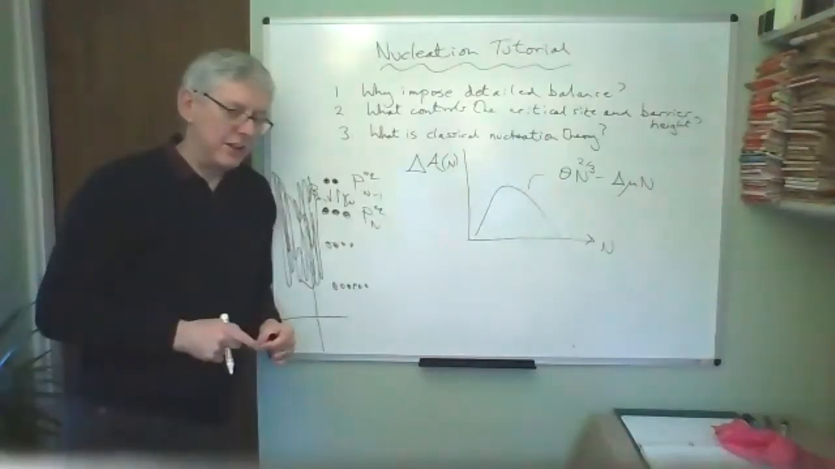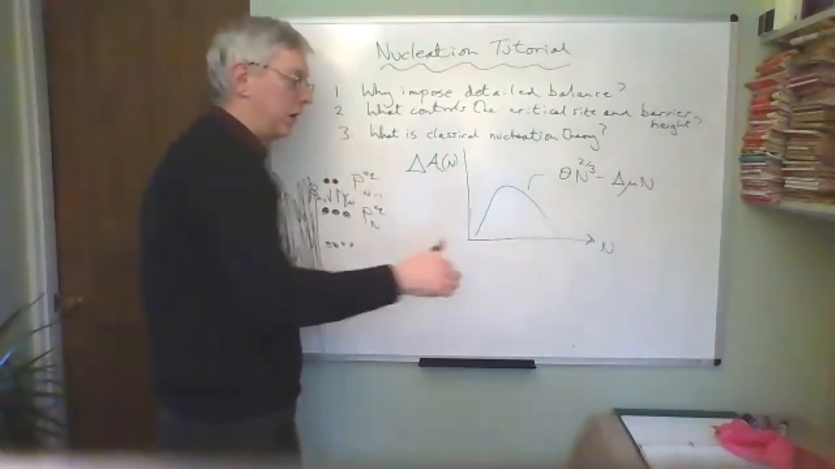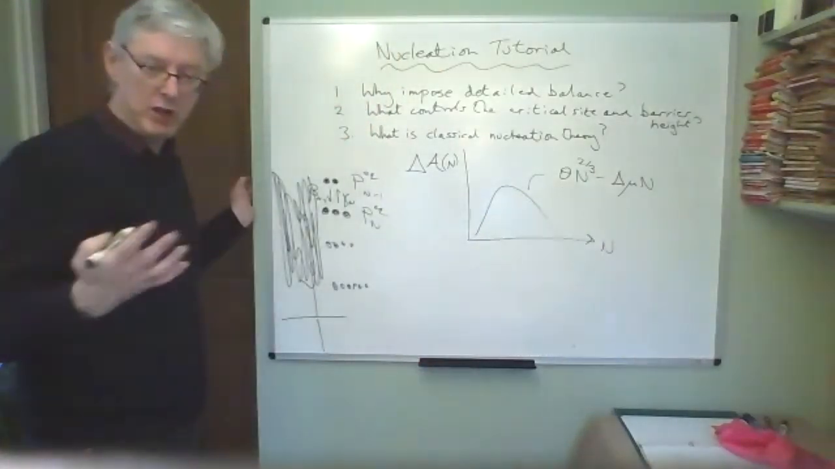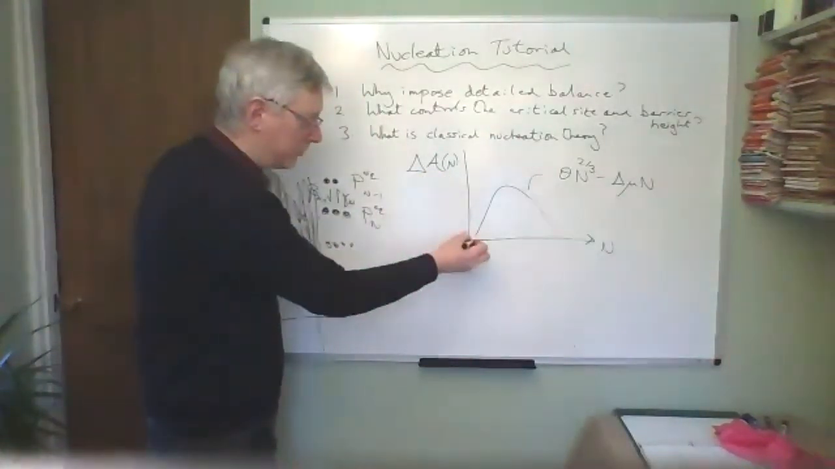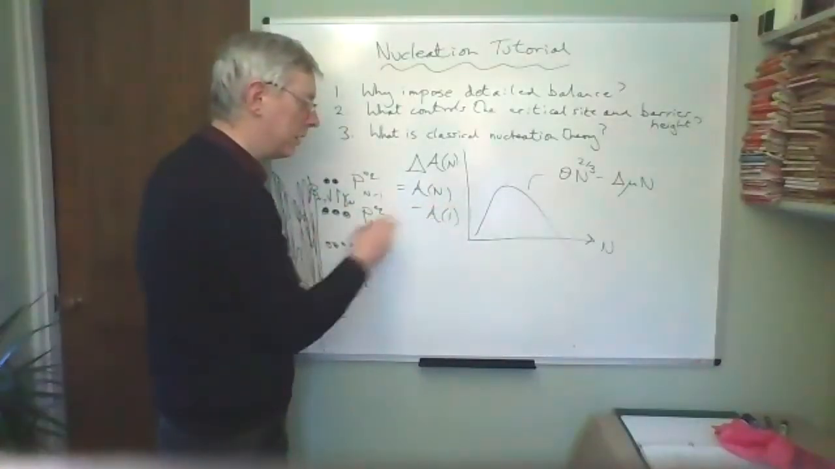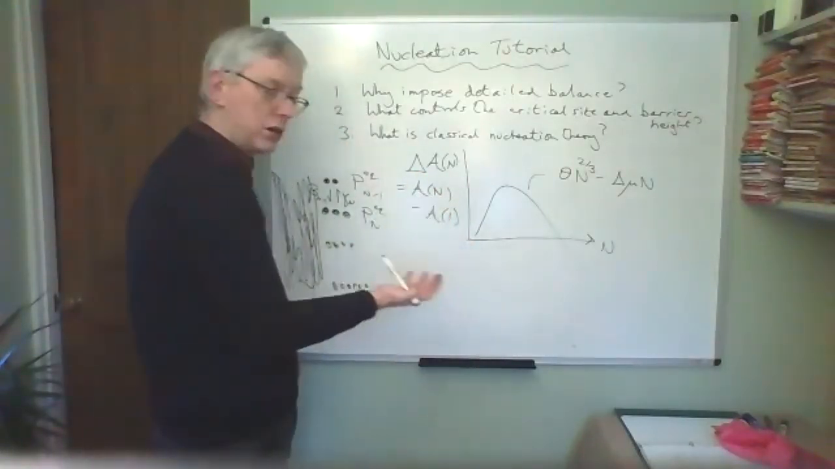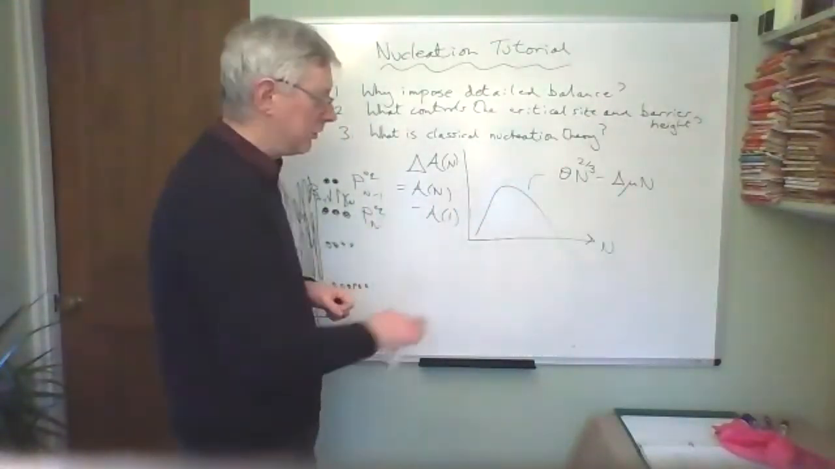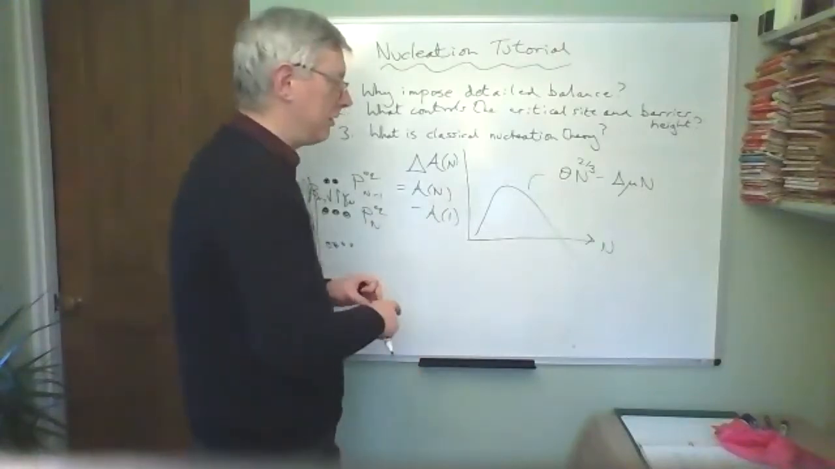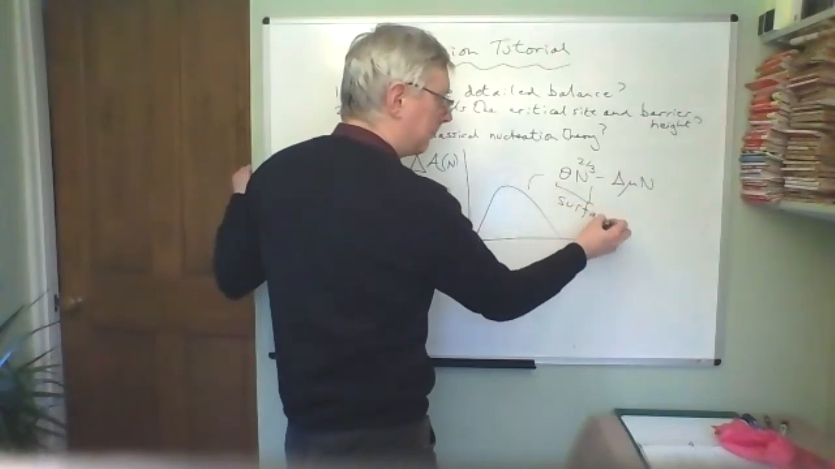Right, that's exactly right. You've illustrated this picture here, and I've attached to the picture what you've also told us mathematically, that this availability difference, delta A, is defined to be the availability of cluster N minus the availability of the monomer. And when you construct this as a function of N, you find that there is a rising region and a falling region. And in classical nucleation theory, we ascribe the contribution that is positive to a surface free energy.